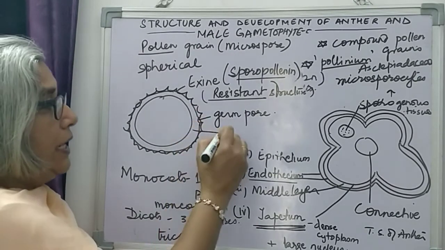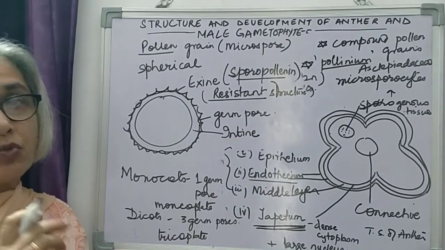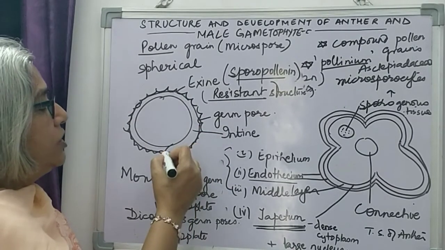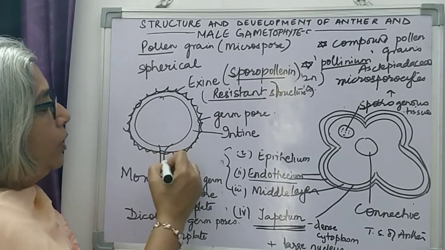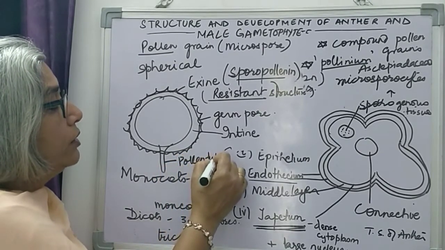Then the inner layer of the pollen grain is called the intine. It is the smooth layer, and it is this layer which emerges out of the germ pore of the pollen as a pollen tube.